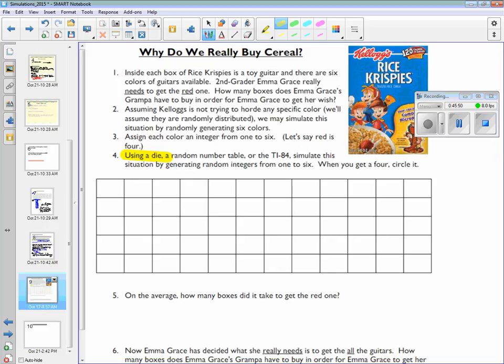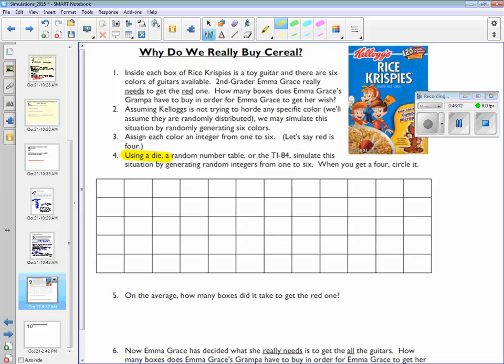I'll come by and give more people dice. Just pass them out. Oops, sorry, throwing things. Anyone want their own? They don't want to share? All right.